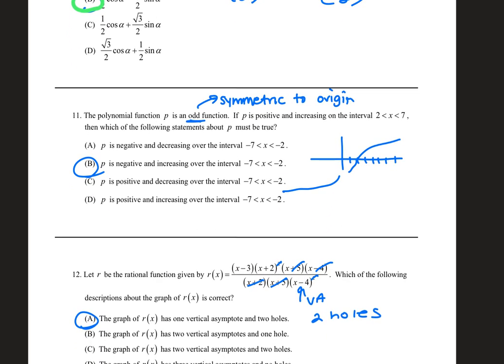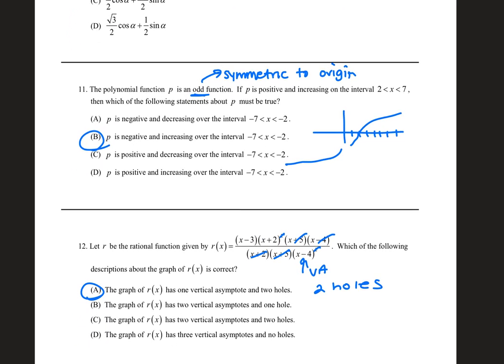All right, we go down to 11 and 12. 11 says the polynomial p is an odd function if p is positive and increasing on the interval. Okay, this one I thought was tricky if you don't remember even and odd. Even means that it's symmetric to the y-axis, right? If it had said the same thing but had said even, I would have taken all these values and flipped them over the y-axis and figured out the answers from there. Because odd means it's symmetric to the origin. So everything that happens in the top right reflects down on the bottom left. You literally change the signs on the x and the y. So if it was going up here, it means it's flipping and going down here.